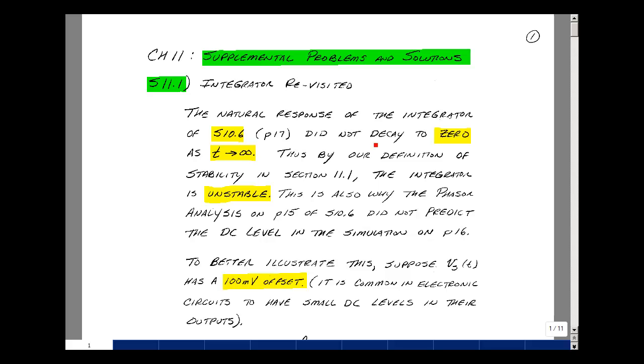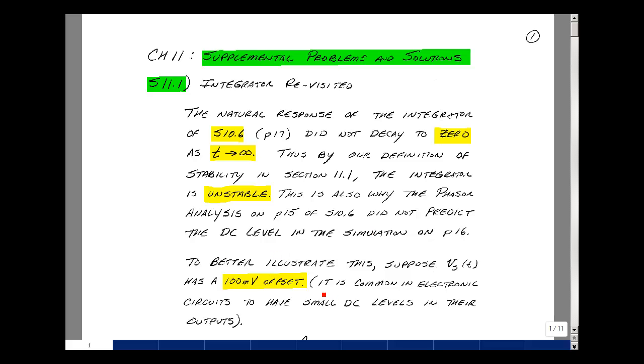In particular, it was in Supplemental Problem 10.6, on page 17, where we looked at the natural response of an integrator and saw that it did not decay to zero as t approached infinity. So by our definition of stability, which was in section 11.1, the integrator is unstable. This is also why the phasor analysis, which was on page 15 of Supplemental Problem 10.6, did not predict the DC level in the simulation on page 16.